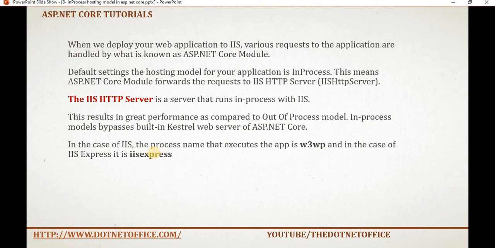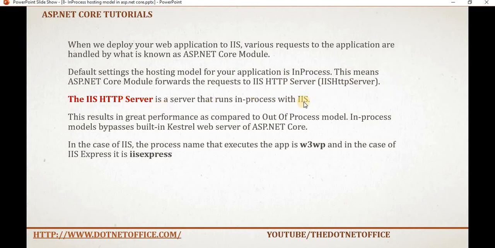When we create any web application in ASP.NET Core, by default that application is in-process, in the sense that it will return the process name as iisexpress, or it will return w3wp. So what is the meaning of this? The ASP.NET Core Module forwards the request to the IIS HTTP Server. And what is this IIS HTTP Server?